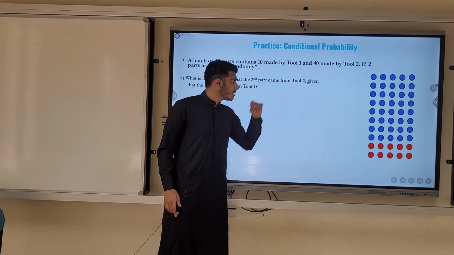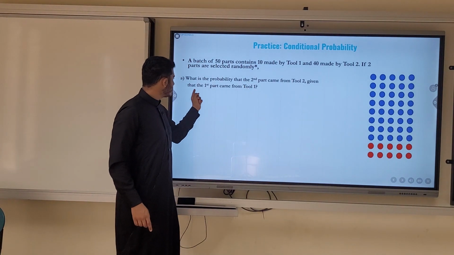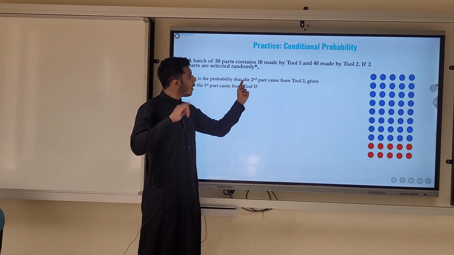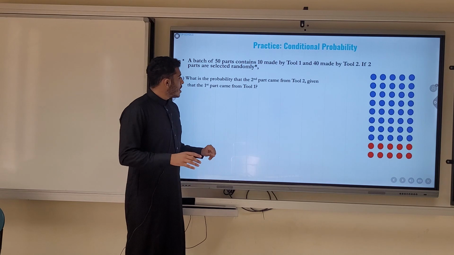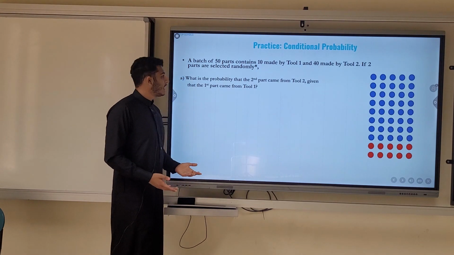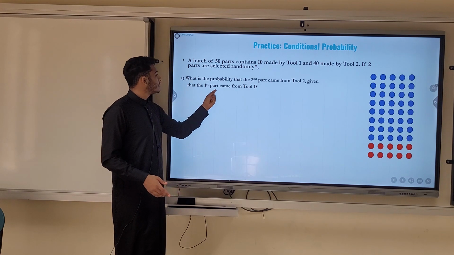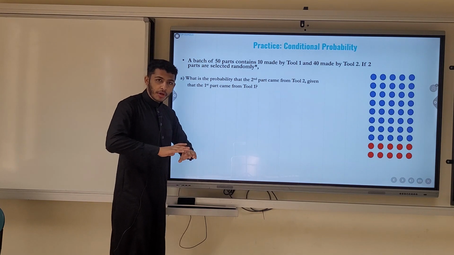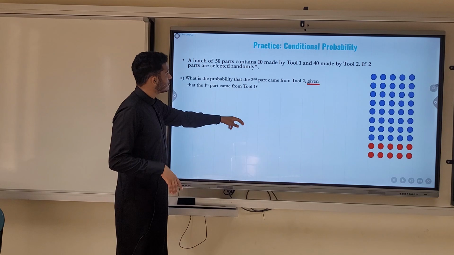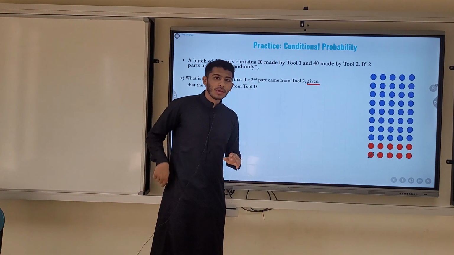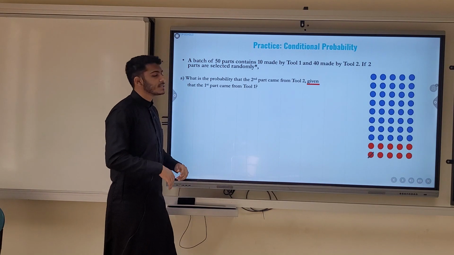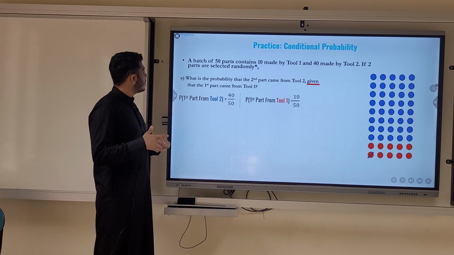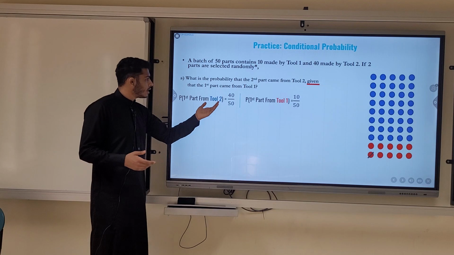We know with this given that it is a conditional probability, where this event has already taken place, and now we're asked to find the probability of this event while knowing that this event already took place. Given that the first part came from tool 1, we know a part in our batch has already been taken, so we can discard it. Now our batch, instead of 50, has 49. With this, we can state the probabilities for each tool.